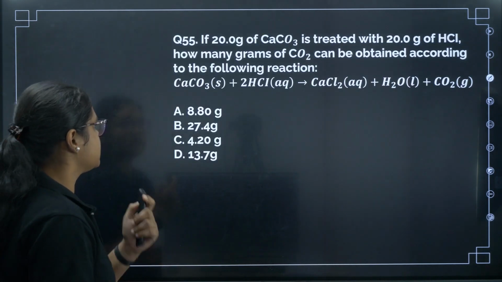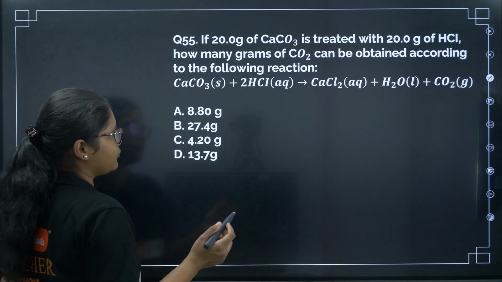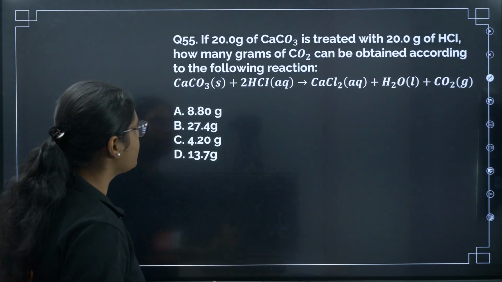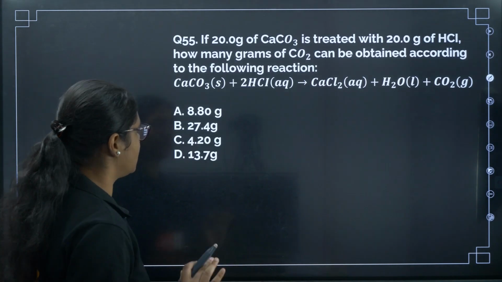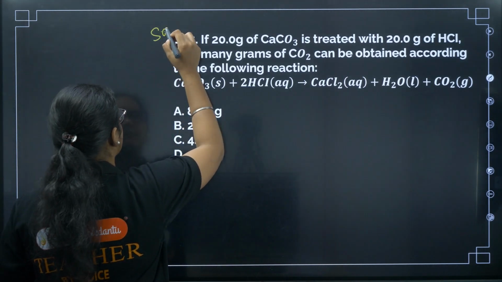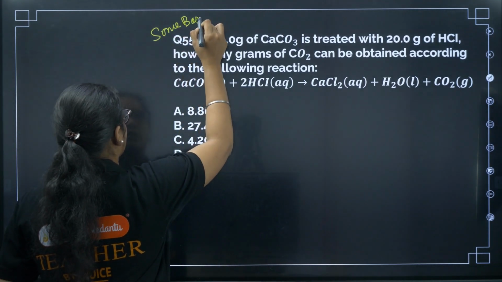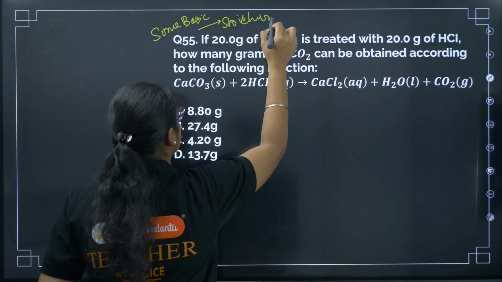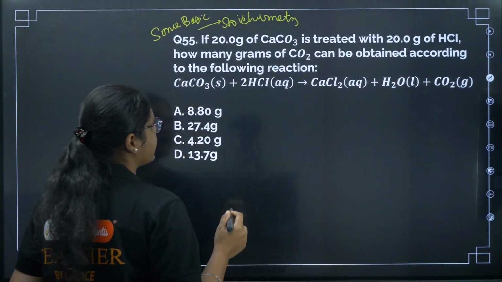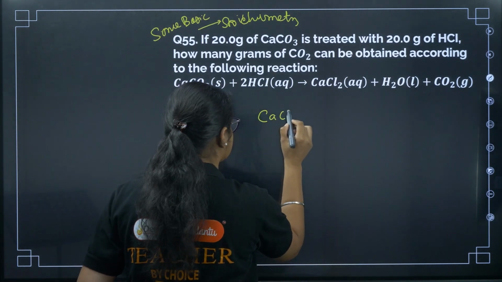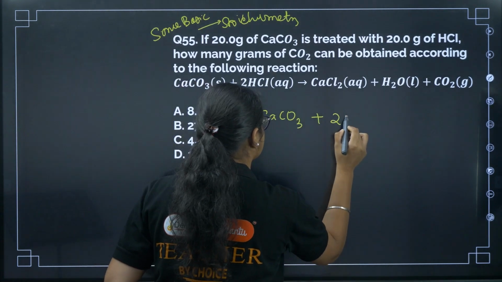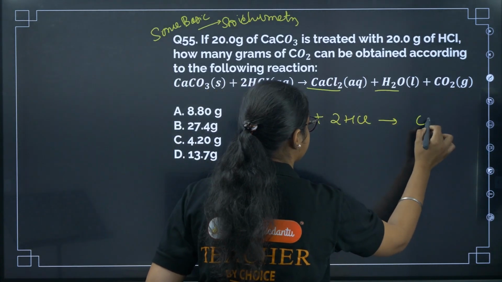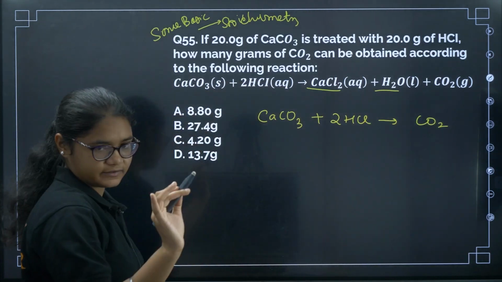Now let us see the next question. If 20 gram of calcium carbonate is treated with 20 gram of HCl, how many gram of CO2 can be obtained according to the following equation? Okay, so this question is from some basic concepts of chemistry, that is your stoichiometry part. So let us see now. Let us first write down the reaction. CaCO3 plus 2HCl. The question is asked about carbon dioxide, so I am not writing all the other products, we can write carbon dioxide directly, just to understand.